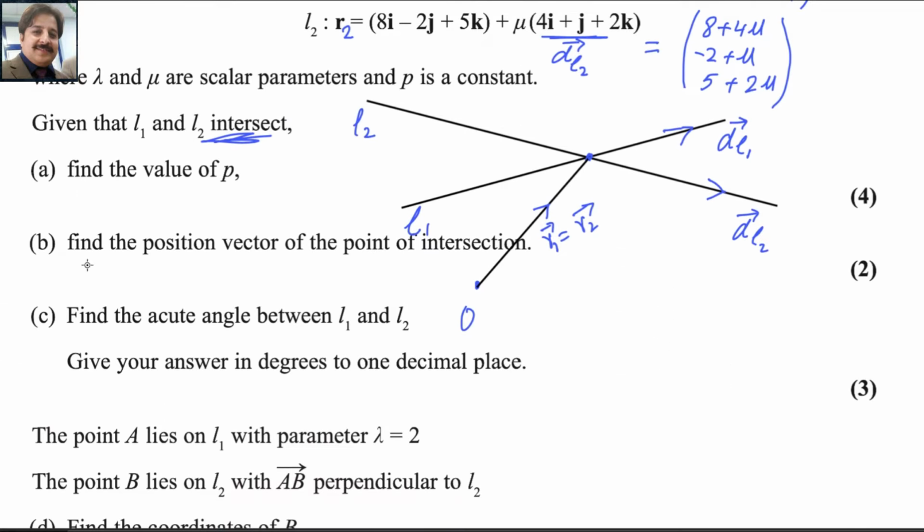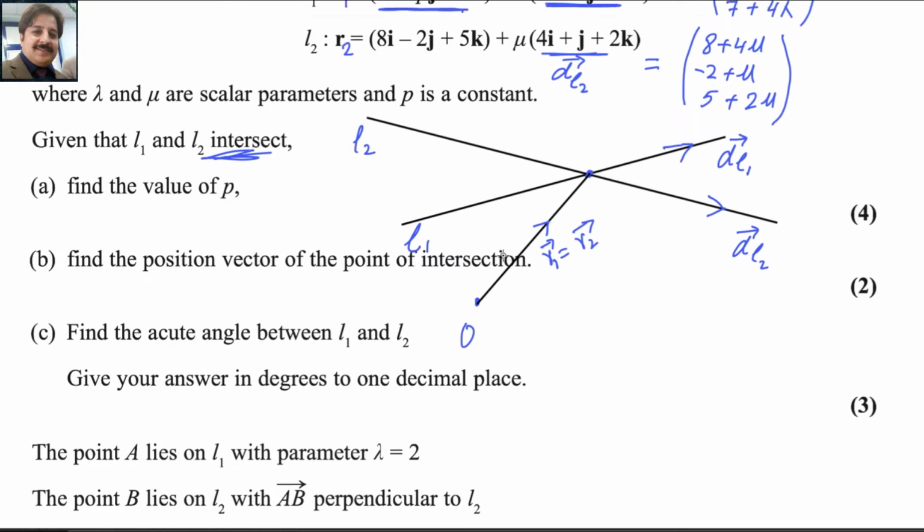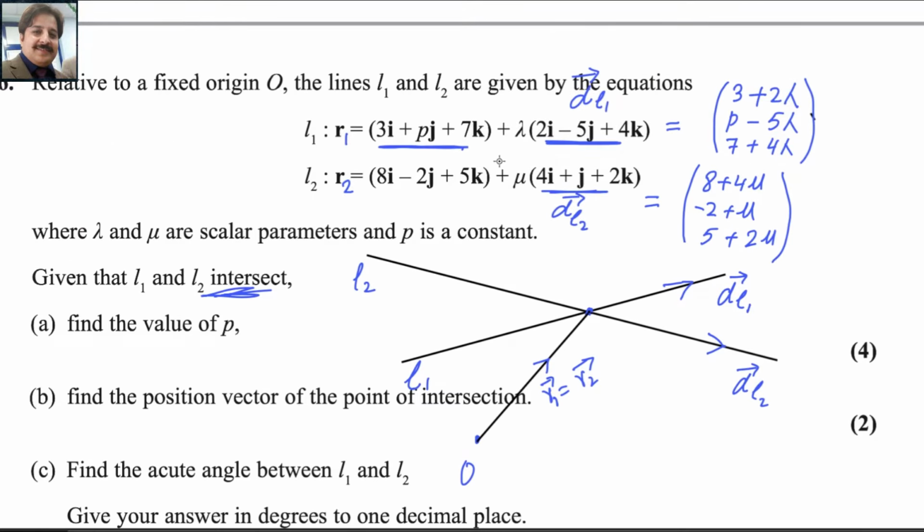For the second part, find the position vector of the point of intersection. This is the point of intersection, okay. So at this point R1 and R2 become equal, then you will find the position vector. Plug in the values of lambda and P in this equation, you will get the position vector for the point of intersection. And if you plug in mu only in this equation, then you will also get the position vector for the point of intersection. That is your choice, what you want to do. So, I am choosing this one, okay.